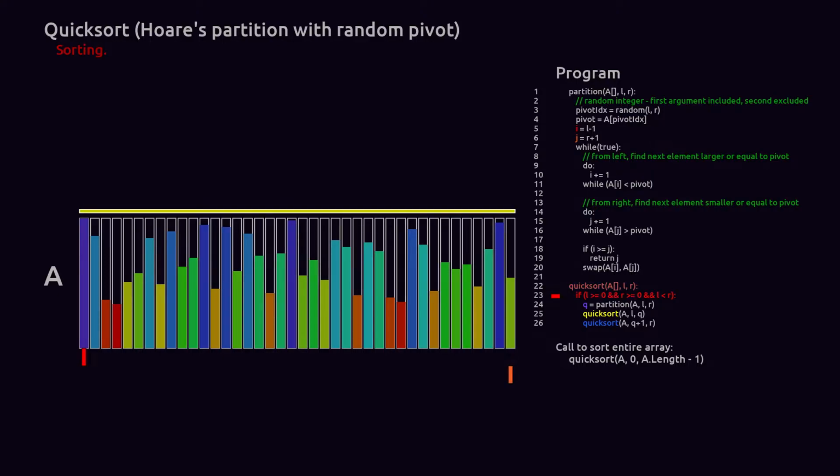First it checks that the indices are valid and that the left index is smaller than the right index. This breaks the recursion once we're down to single element partitions.